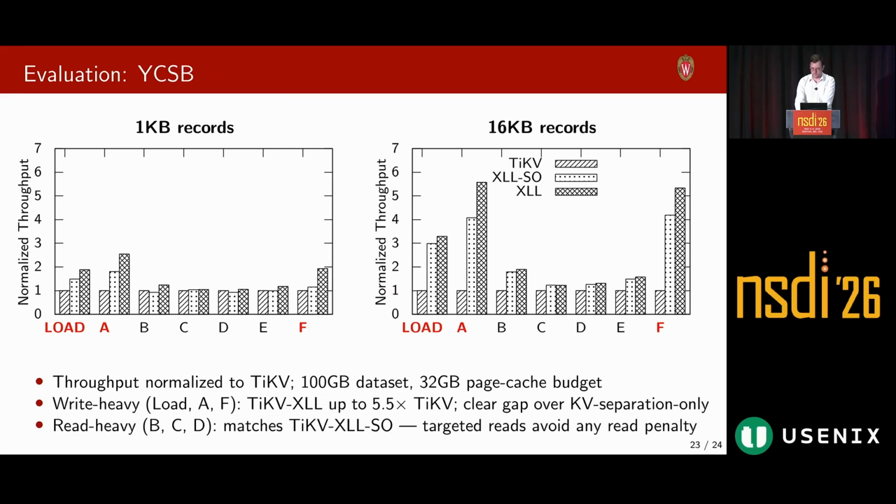Finally, we look at YCSB workloads, so a diverse set of read and write workloads. And we normalize all these results to our baseline TiKV. On the load A and F, so the write-heavy workloads, TiKV XL is up to 5.5 times faster than TiKV and also demonstrates a clear gap over the TiKV SO, the separation-only system. And then on the read-heavy workloads, TiKV XL matches performance with the separation only, showing that our read optimizations are really helping us and don't introduce any extra overhead.